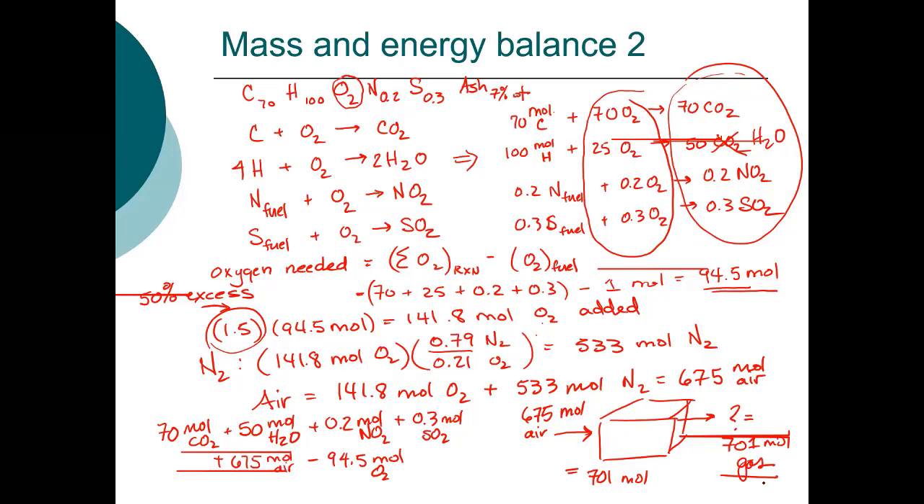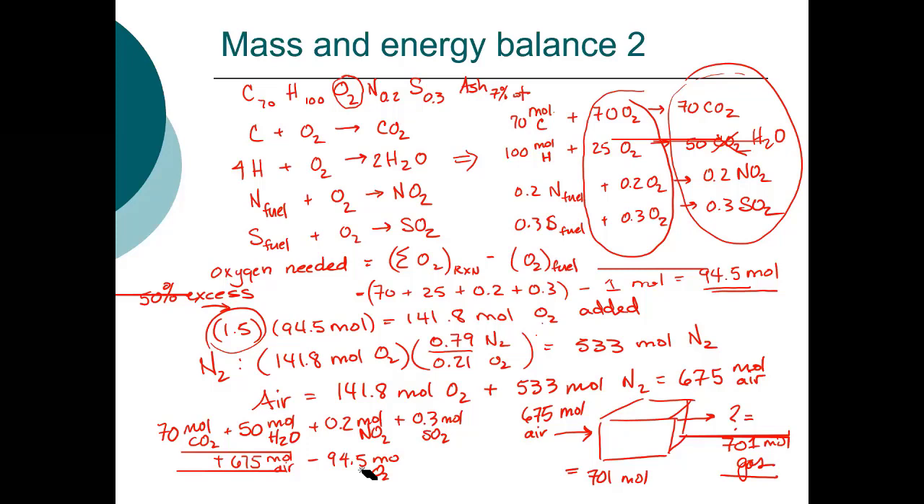So we have 675 moles of air entering. We have combustion in the power plant. And then we have 701 moles of gas leaving that power plant. So we're looking at what's formed plus what entered the system in the form of air minus what's reacted in the form of oxygen. This oxygen here all ended up either as CO2, water vapor, NO2, or SO2. So that's why we're subtracting it.